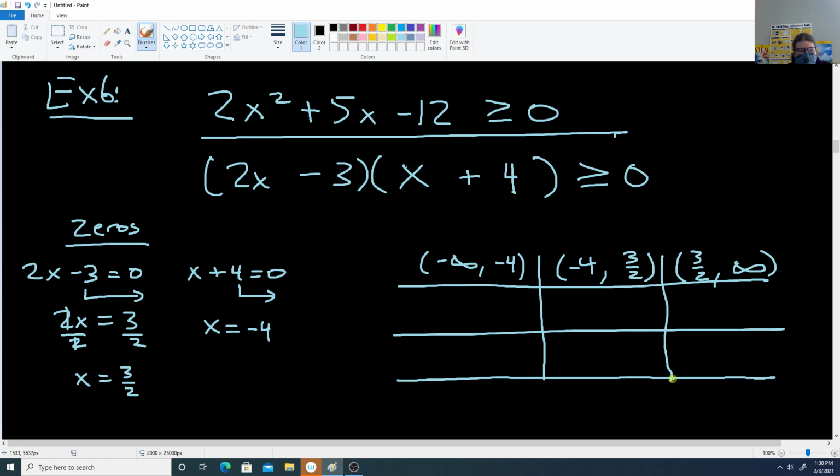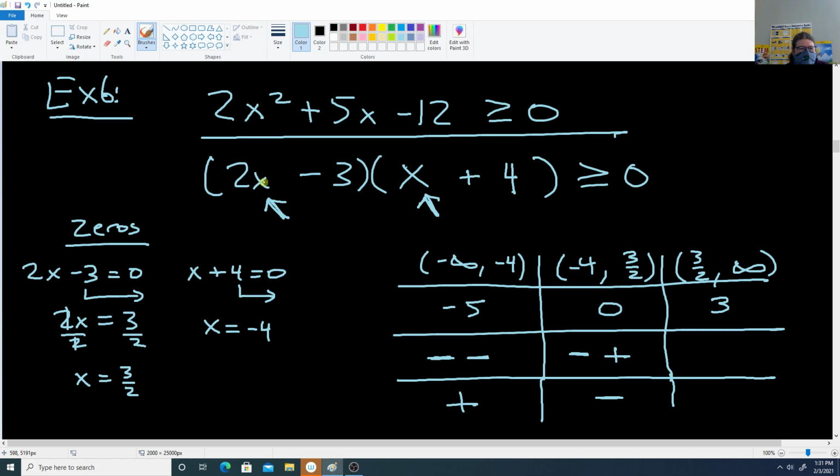I'm going to choose a test point to use for each interval. So I'll use negative 5 from here, I'll use 0 from here, and I'll use, I guess, 3 from there. Then we're going to plug our numbers into these two factors and keep track of what sign is plugging the numbers in there, what sign that is making the factors. So I put negative 5 in, I get negative 10 minus 3, which is negative. Negative 5 plus 4 is negative. Negative times a negative is positive. When I put 0 in, 0 minus 3 is negative. 0 plus 4 is positive. Negative times a positive is negative.